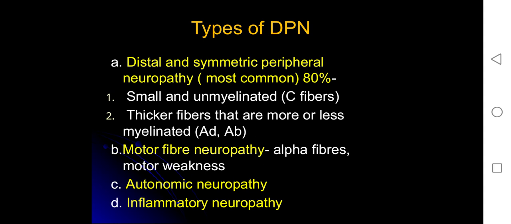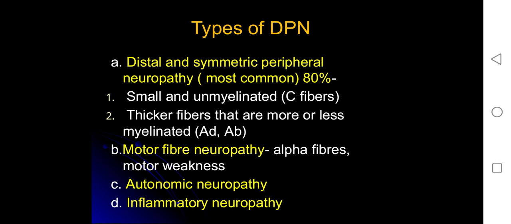What are the types of diabetic peripheral neuropathy? They are divided into distal and symmetric peripheral neuropathy, which is the most common, 80%. Small and unmyelinated C fibers are affected. Thicker fibers that are more or less myelinated, A delta and A beta. Motor nerve fiber neuropathy, alpha fibers and motor weakness.